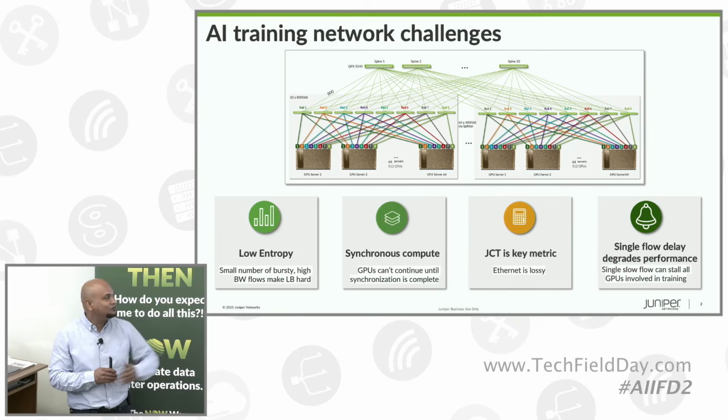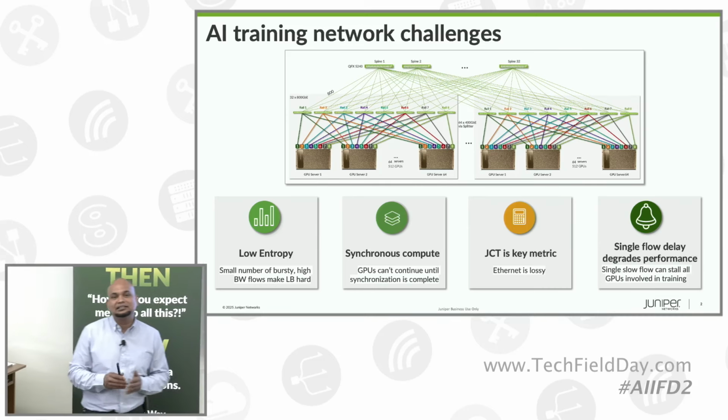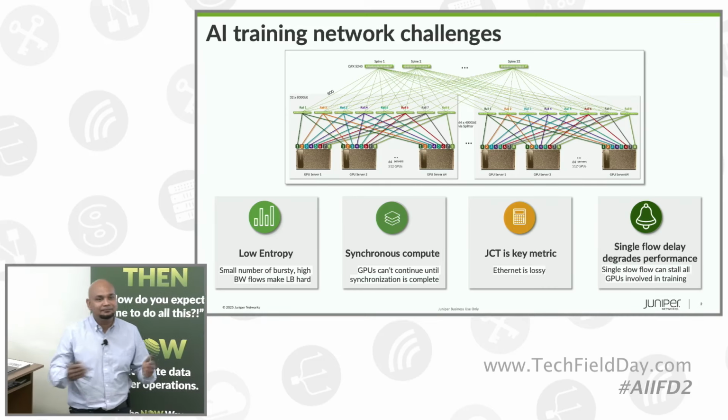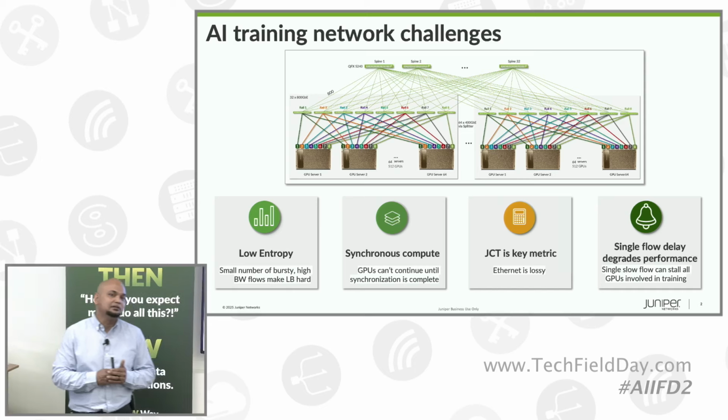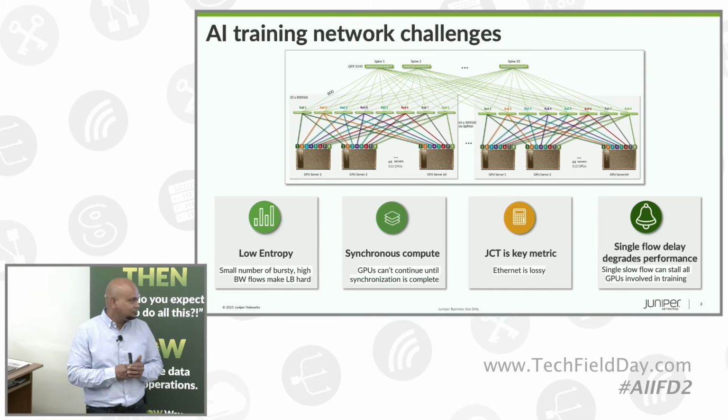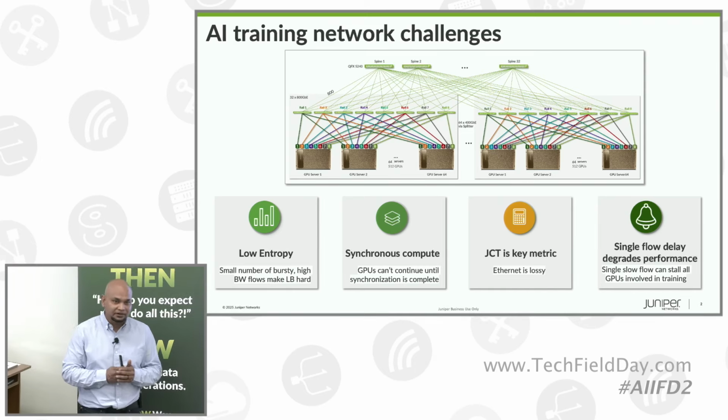So a single flow that is delayed in this synchronization could really keep a lot of GPUs idle. So that's why job completion time is a key metric.